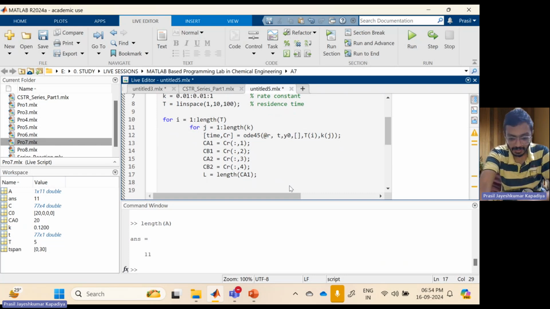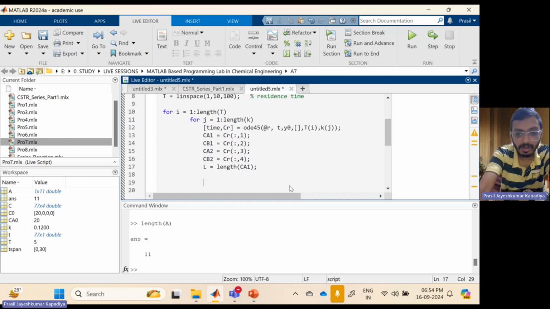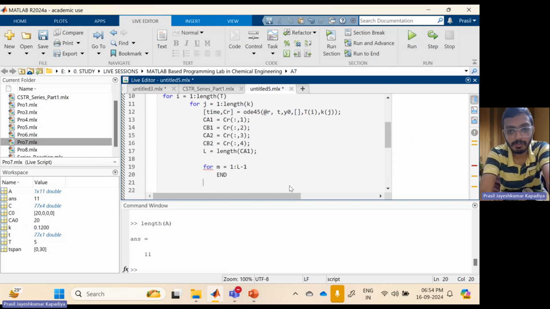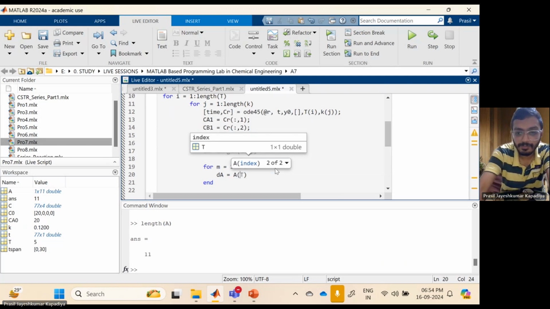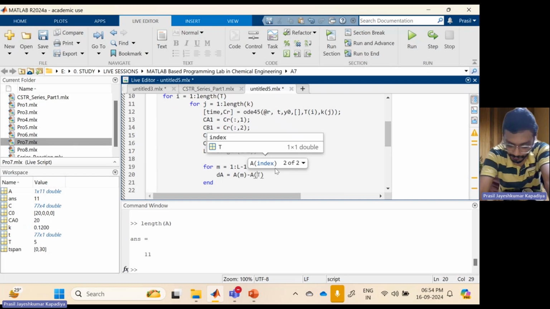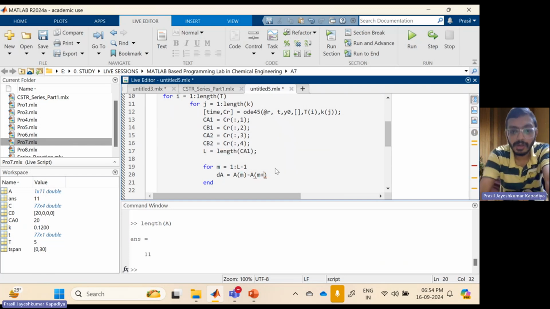Okay. Now we will check for steady state. Correct? For m is equal to 1 to L minus 1, because at the last point we will not have any comparison. So we will do it for L minus 1 points. Correct? dA is equal to A of m minus A of m plus 1. First point and its consecutive point.